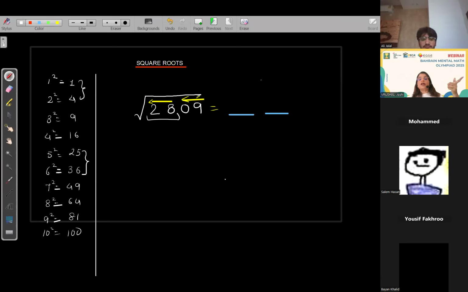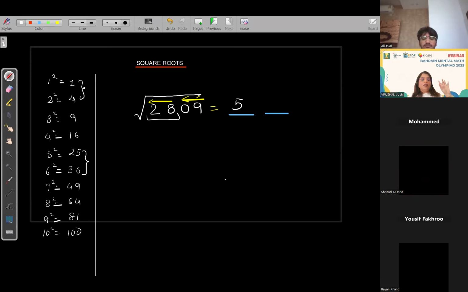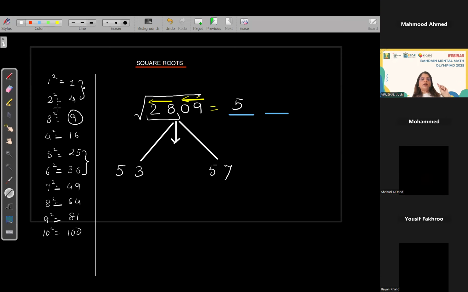What is the lowest? 5 square. That is, you take the 5. Correct? Now, you can get two answers. Which squares are ending with 9? That is, you can either get 53 or you can get 57. Everybody getting it? What I'm saying? Yes. Okay, the center of this number is going to be 55. Perfect. 55 is the center.